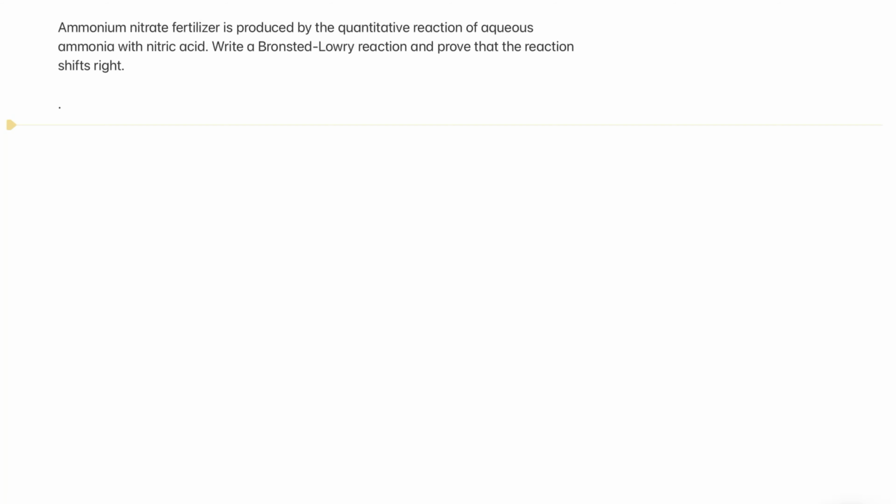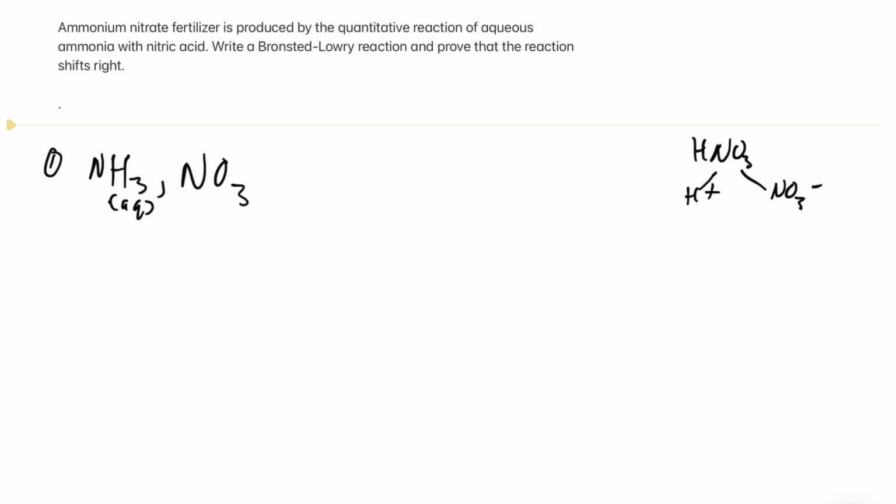So our reactants first and foremost, we're going to list them first. It's NH3 gas, solution, so aqueous. And it's nitric acid. Now remember, nitric acid is a strong acid, so it's going to fully ionize into H plus and NO3 minus. So we're going to write NO3 minus and H plus. And we're going to include water because it is a solution.